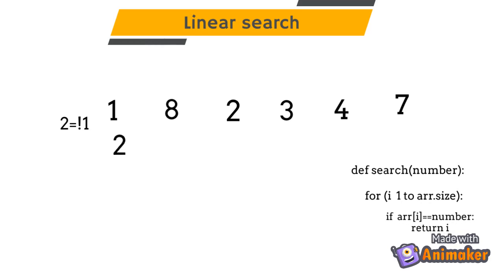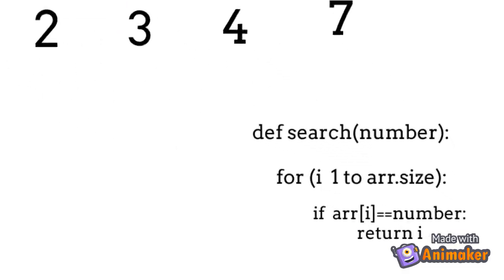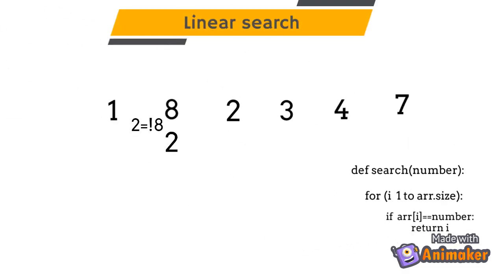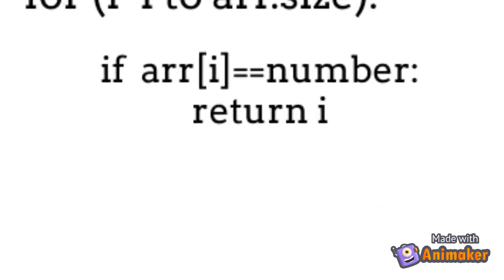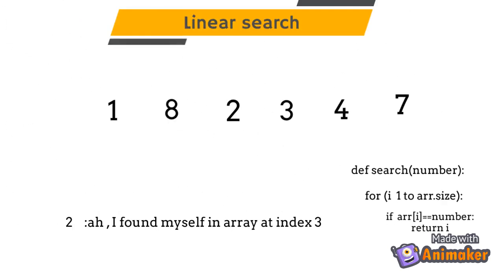Number 2 is not equal to number 1, so number 2 will go one more step to the next element. Following this algorithm, number 2 is also not equal to number 8, so number 2 will go to the next element. Finally we find the element that is equal to number 2. So we break the loop, then return the index of that element. So we can say that number 2 is present in the array at index number 3.